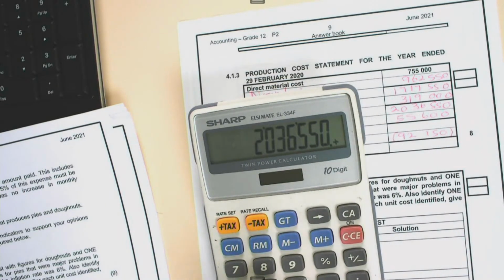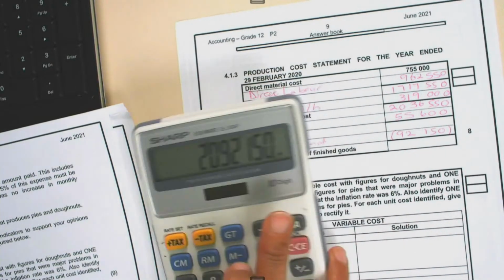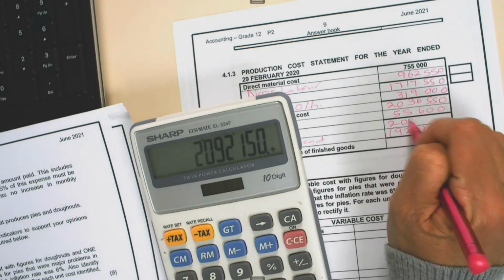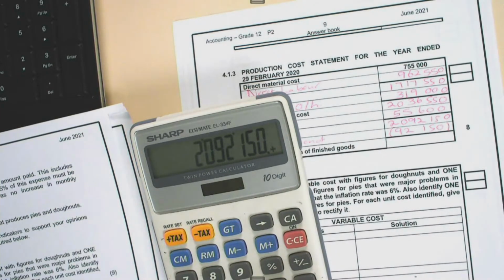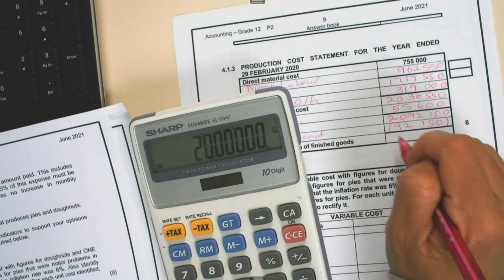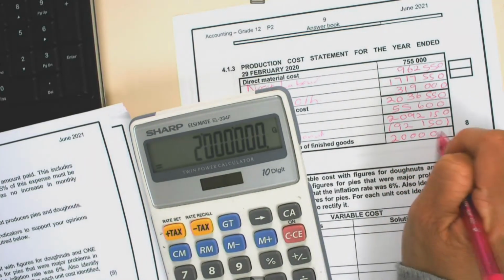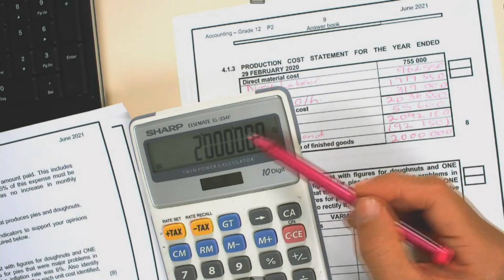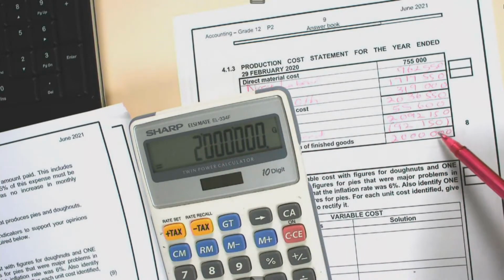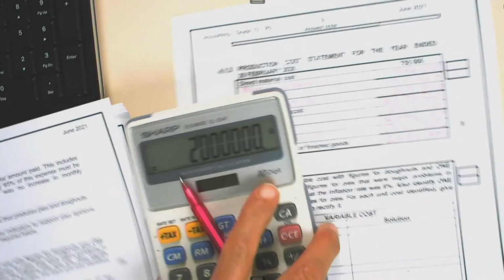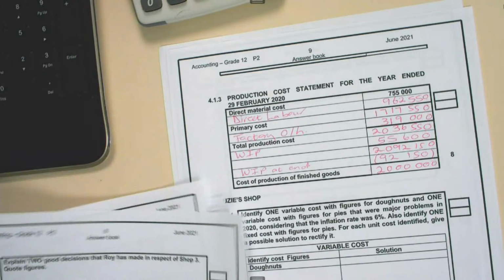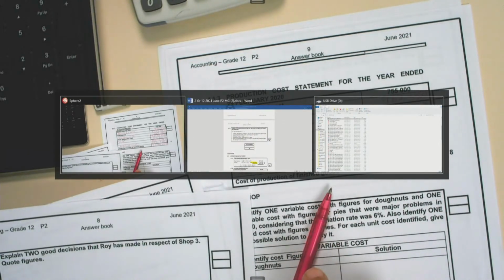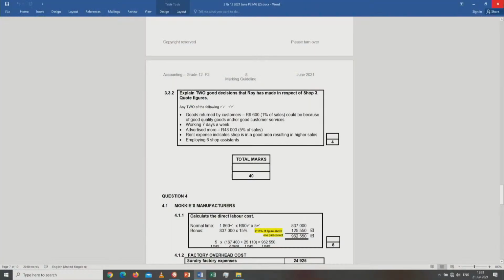2,036,550 plus your 55,600 gives me 2,092,150 minus my work in progress at the end of the year, 92,150 gives me 2 million. Let me see, 1, 2, 3, 4, 5, 6, 7, 1, 2, 3, 4, 5, 6, 7. Good. Great. There's your production cost statement. Let's go back to our marking guide again quickly.